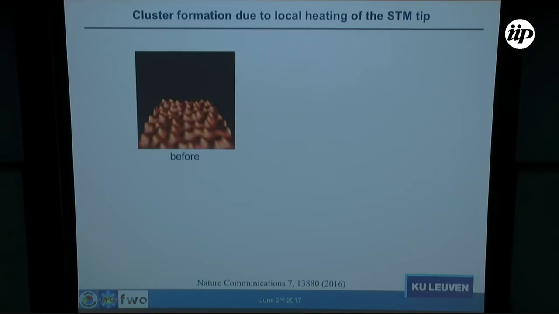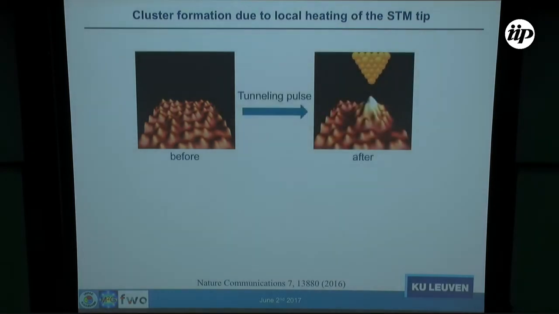Okay, these are the experimental results. This is a vortex lattice observed after field cooling. We see that the vortices are more or less homogeneously distributed in the scan area. Then we apply a tunneling pulse, and after switching off the tunneling, we scan the same area again and see that a cluster has formed. So this means the local heater works.